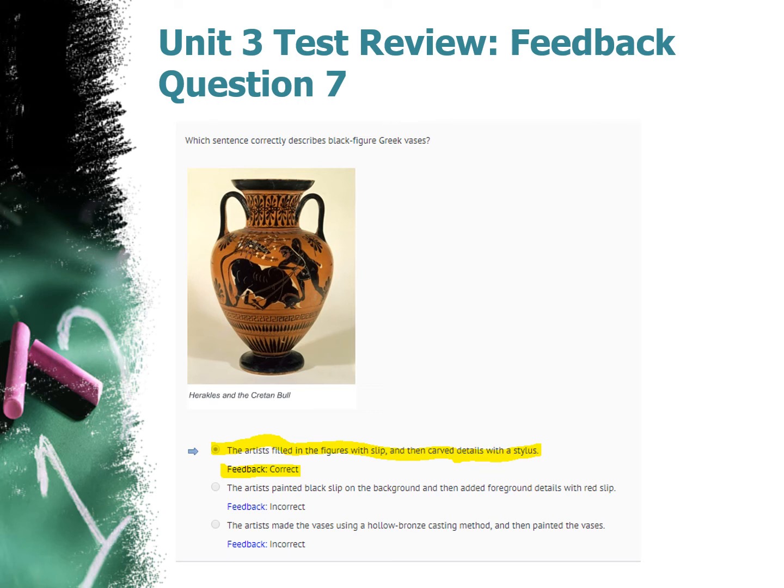This was in your reading, and this is also as you do the Unit 4 project and you're doing your own relief. This may be a method that you want to try.